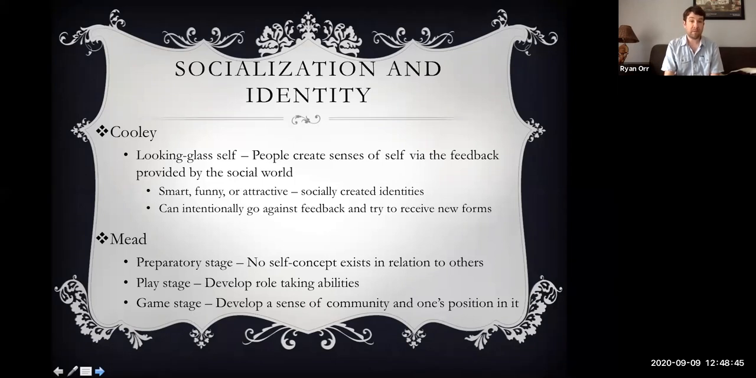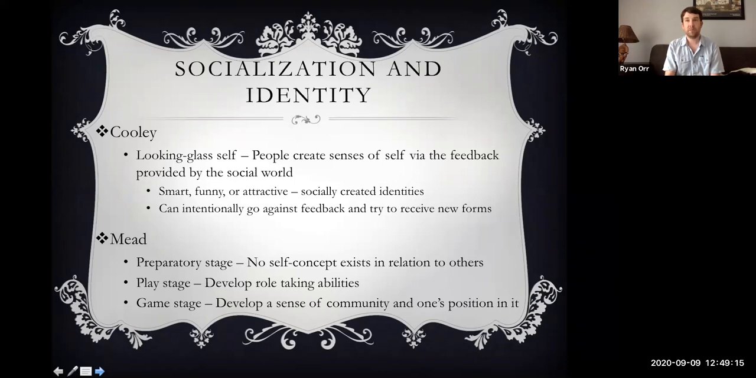A key concept that we talked about briefly before from Cooley is the looking glass self. The looking glass self simply captures the process of one's identity being created, one's identity changing through the feedback they've received socially. Some examples: if you come to see yourself as smart, as intelligent, that's something that's socially created. You need the feedback that allows you to see that.